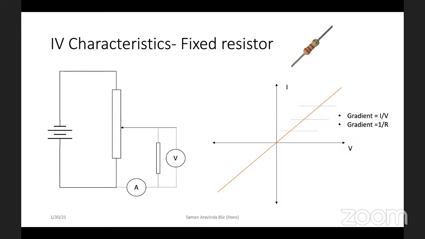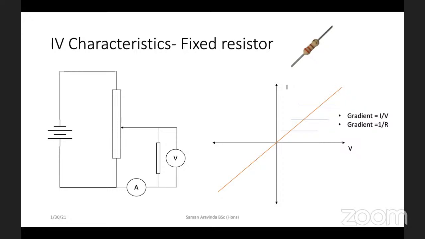To get the negative part of the graph, reverse the power supply and redo the experiment.